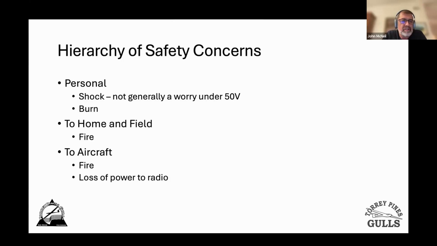And if you're in Europe, you'll notice that the plugs in Europe are all much more carefully shrouded than the ones at 110 in the US, just as a side note. If you're flying bigger airplanes and you get up to 80 volts, 100 volts, start worrying about shock.